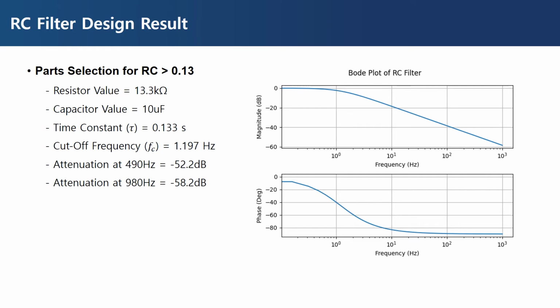After determining the RC value, first select the R value. The resistance value should be selected considering the source impedance and load impedance of the filter. If the resistor value is too large or small, the filter characteristics can be altered due to the influence of these impedances. In most cases, a resistor value of 1 kilo ohm to tens of kilo ohms can be used. In this demo, I used 13.3 kilo ohm as the resistor value and 10 microfarad as the capacitor value. As a result, the cutoff frequency will be about 1.2 Hz, and the PWM signal component of 490 Hz can be attenuated by 52 decibels. A PWM signal of 980 Hz from pin 6 of the Arduino Uno can be attenuated by 58 decibels.